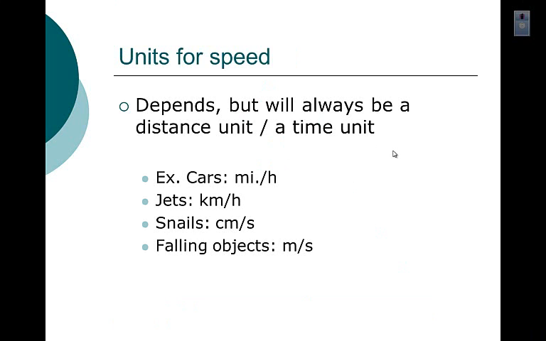All right, our units for speed. Well, this depends, but it will always be your distance unit divided by your time unit. So just like when we did density, it'll be your distance unit slash your time unit. Some examples: in cars, we use miles per hour. That's what that slash means. Slash means per. So miles per hour. Jets, like airplanes, would use kilometers per hour. Snails, since they are very small and move very slow, would use centimeters per second. And most falling objects, we use meters per second unless they're falling a very, very small distance.